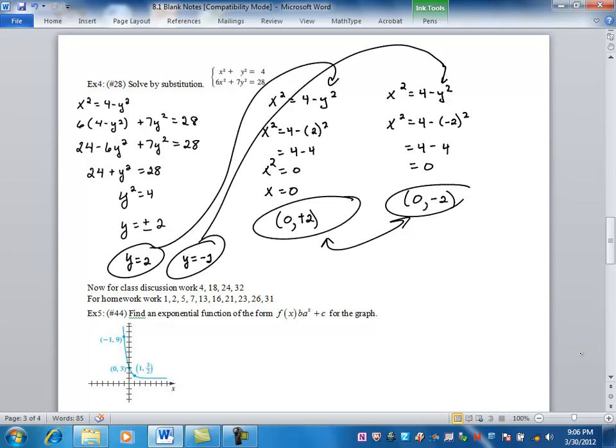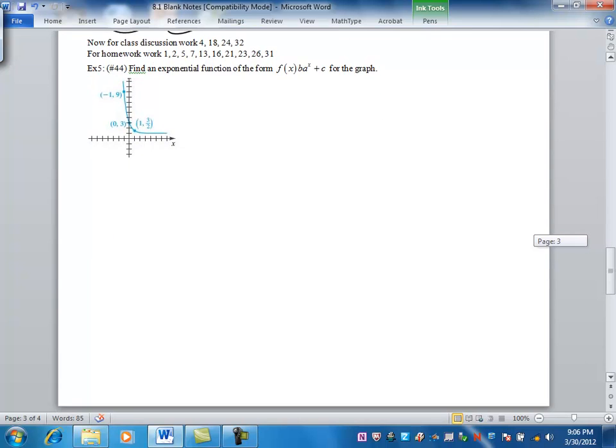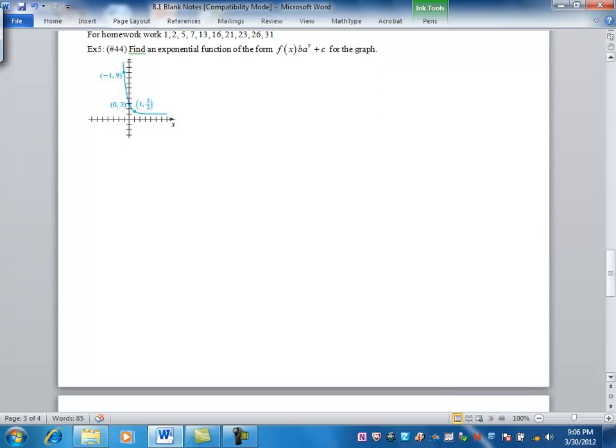Alright. Moving along here. You can see the problems for class discussion and for homework. Moving along, given 3 points on this graph, we get the opportunity to write the equation of this particular exponential function. Isn't that exciting? I think that's going to be pretty cool.